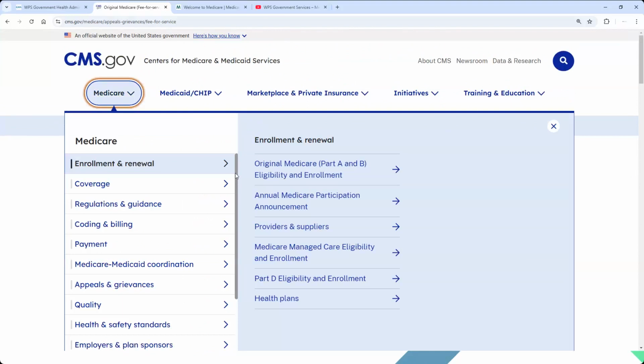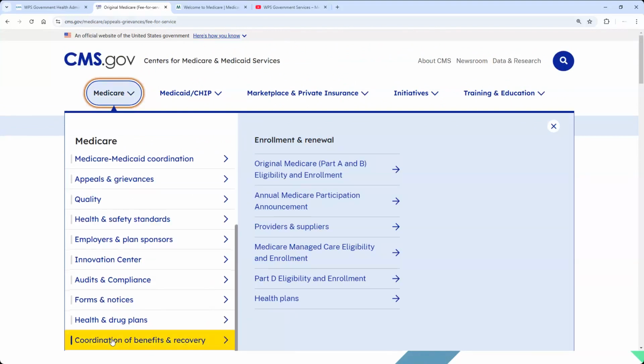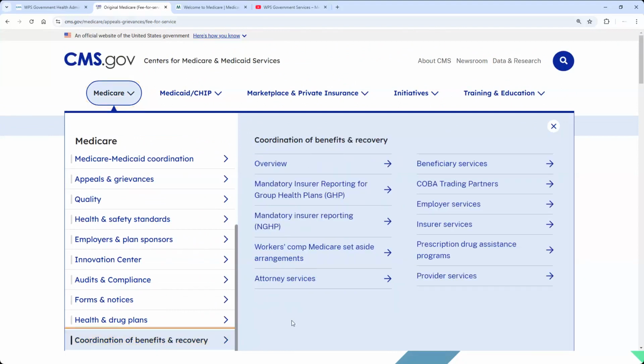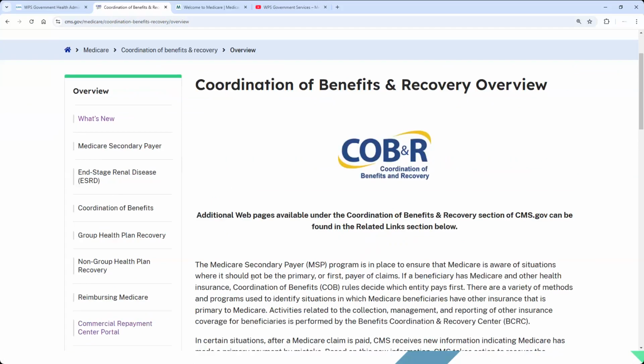Another one that we were asked about, if you scroll all the way down, the very last one is the coordination of benefits and recovery. Then they were asking about Medicare secondary payer, or MSP, and this is under just the general overview. As you look, it's the coordination of benefits and recovery overview. Medicare secondary payer is the second item. Most information within this will also apply. I'm not sure exactly what you were looking for on this web page, other than to say, hey, you're looking for Medicare secondary payer.